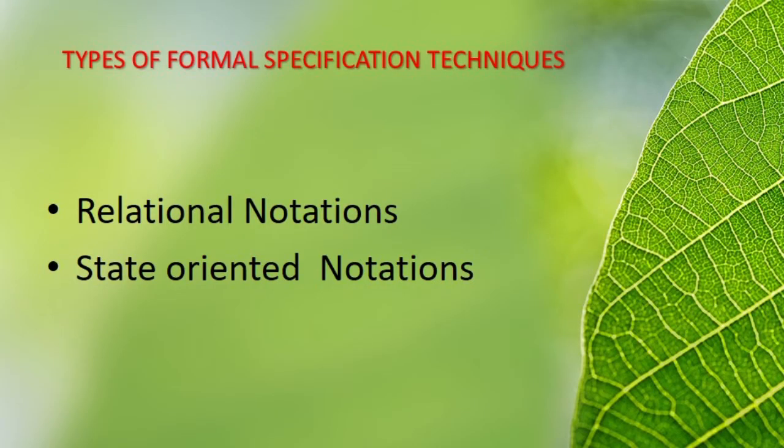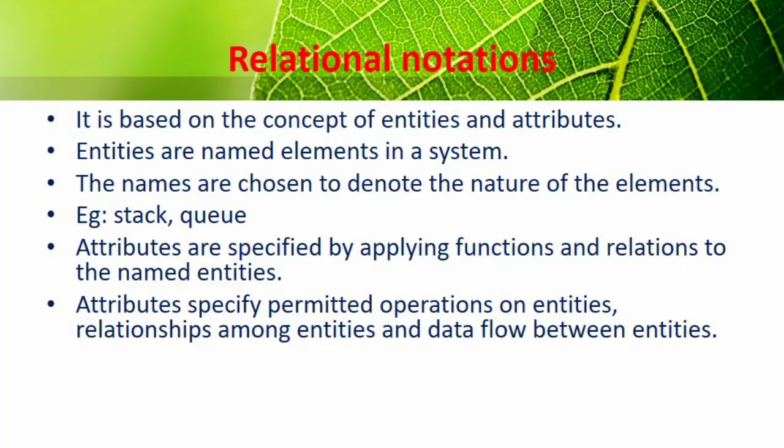Types of formal specification techniques: relational notations and state-oriented notations. Relational notations are based on the concept of entities and attributes. Entities are named elements in a system. The names are chosen to denote the nature of the elements, for example, stack and queue. Attributes are specified by applying functions and relations to the named entities. Attributes specify permitted operations on entities, relationships among entities, and data flow between entities.